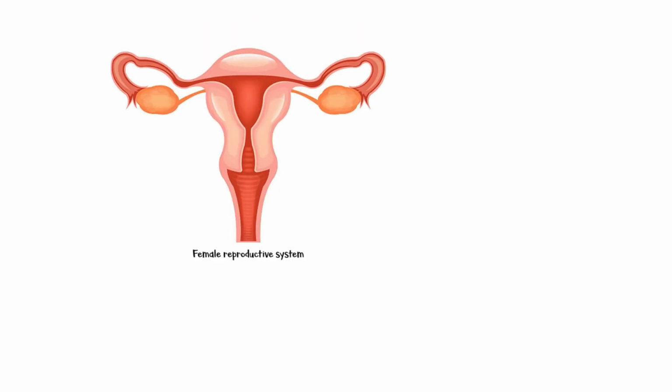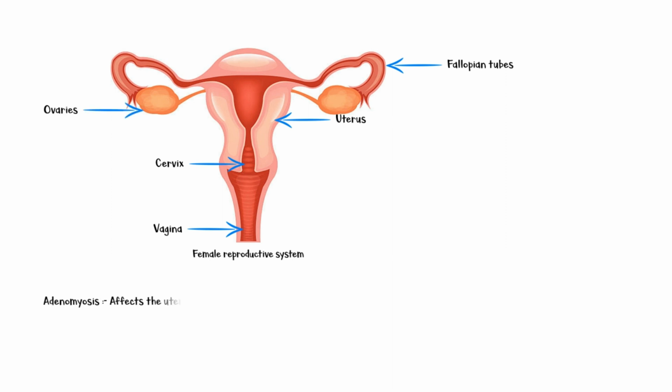The female reproductive system is composed of five major elements: the vagina, uterine cervix, the uterus, two fallopian tubes, and the ovaries. Adenomyosis is a condition that affects the uterus.